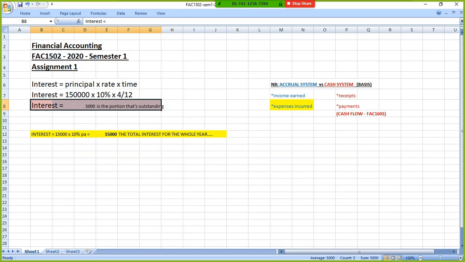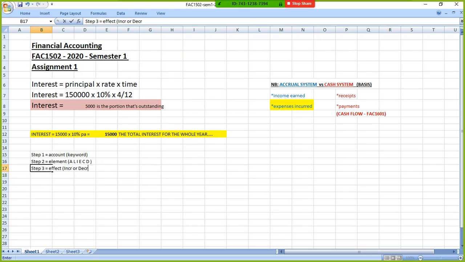Okay, now you apply that four-step approach. Let me write them down again here. Step 1: account, which is the keyword. Step 2: element. What is the element? In other words, asset, liability, income, expense, capital, drawings. Right. Then, what's happening to it in terms of the effect, increase, decrease. And then the last step, debit or credit.